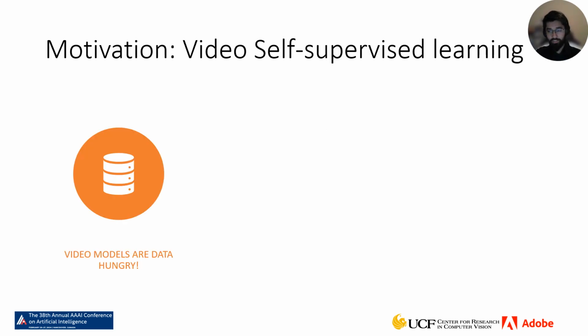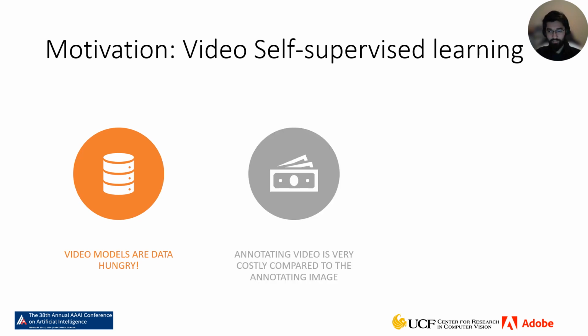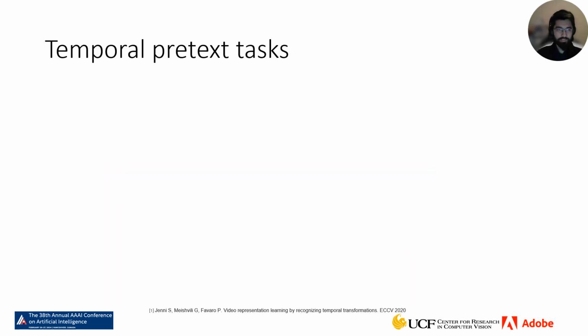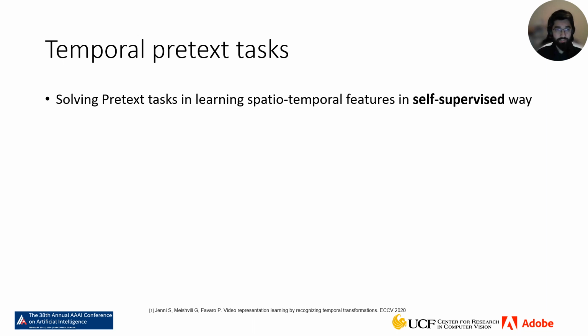A key motivation for video self-supervised learning is that video models are more data hungry and annotating videos is more costly compared to annotating images. And so a solution would be learning from unlabeled videos, for example, videos which are available on the internet. A temporal pretext task is a very effective way of learning spatiotemporal features in a self-supervised way.